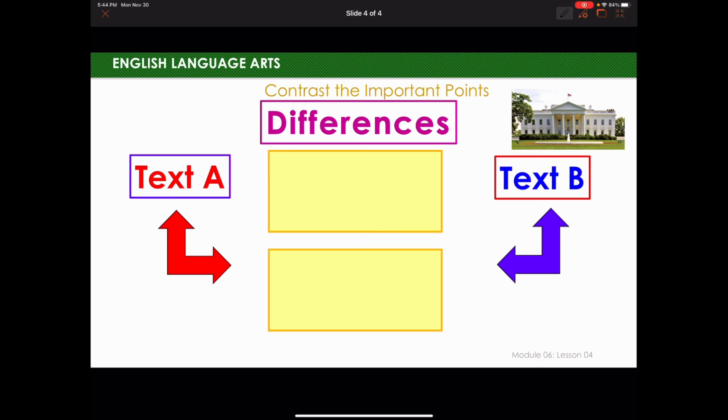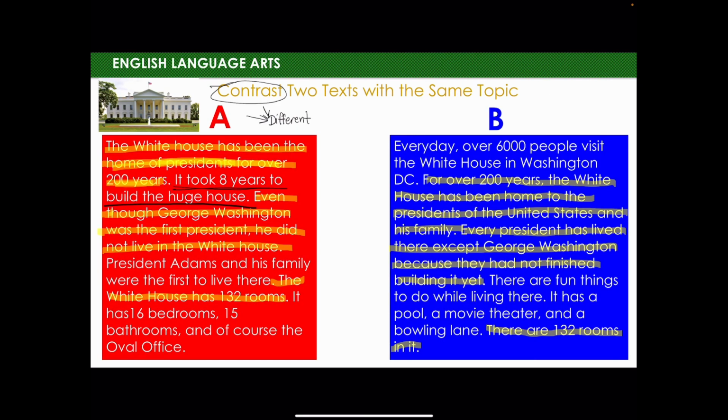So text A talks about how it took 8 years to build the White House. So I'm going to write text A. And then I'm going to say talks about how it took 8 years to build the White House. That's one way that they are different, because paragraph B did not talk about that, did it? Okay, let's go back.